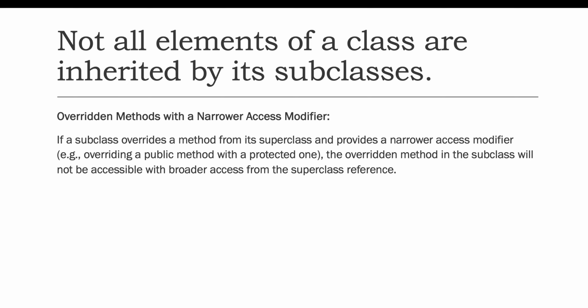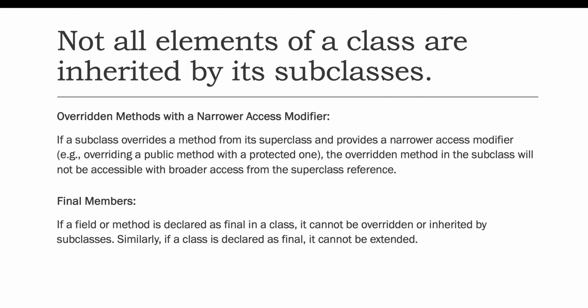Public means it has the highest access, right? If we want to modify the highest to something lower, that means narrowing the access modifier, say making it default or protected or private itself. These kinds of things will not be accessible inside the subclass. So the overridden method in the subclass will not be accessible with the broader access from the superclass references. This also we will discuss in the topic of method overloading and method overriding. That is also achieved with the help of inheritance only. We will see it in detail at some later point of time or in some other videos.